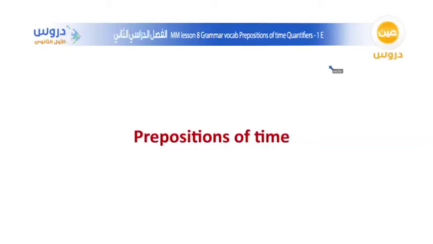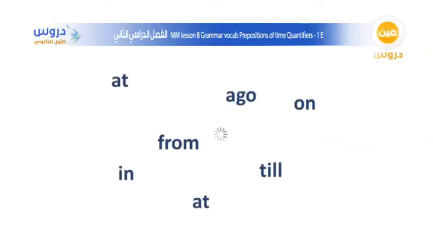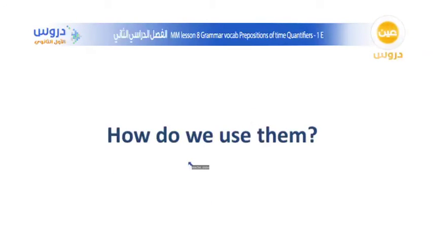Preposition of time. Now he gave you these prepositions. We took them a minute ago: at, ago, on, from, in, at, and till. Okay. Now how do we use them? These prepositions.